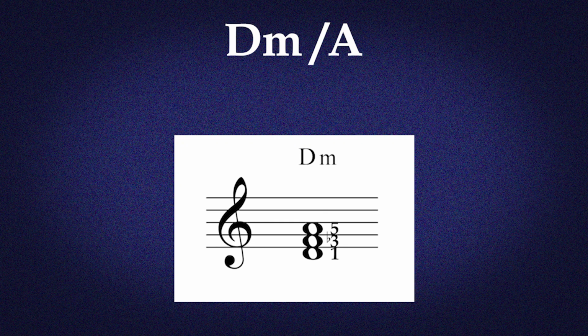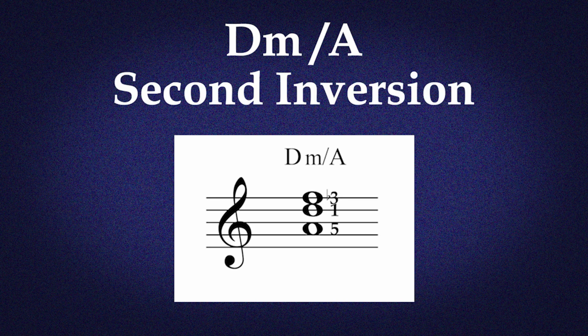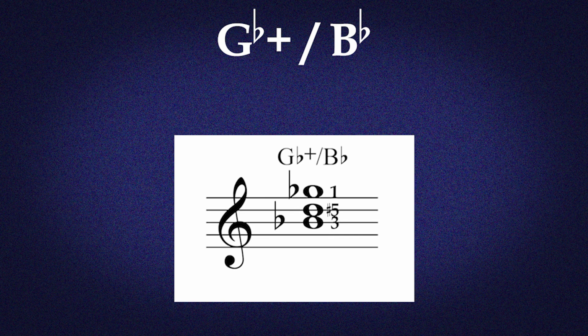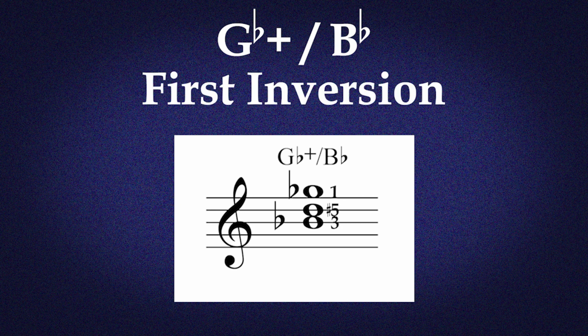D minor over A. This is a D minor chord, D, F, and A, with A as the bass note. Because A is the fifth of the chord, this is called a D minor in second inversion. From the bass, this chord is spelled A, D, F. G flat augmented over B flat. This is a G flat augmented chord with B flat as the bass note. Since B flat is the third of the chord, it is called a G flat augmented in first inversion. This chord is spelled B flat, D, G flat.